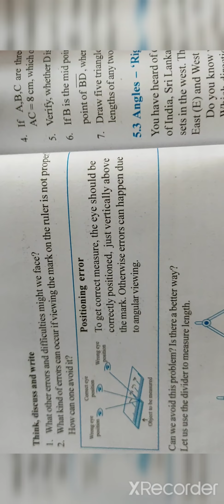Okay. Now positioning error. To get the correct measure, the eye should be in the correct position. Straight. Wrong eye position is from the slanting. Just vertically above the mark. Otherwise errors can happen due to the angular viewing. So this type of mistake, if we want to avoid, let's see. Can we avoid this problem? Is there a better way?